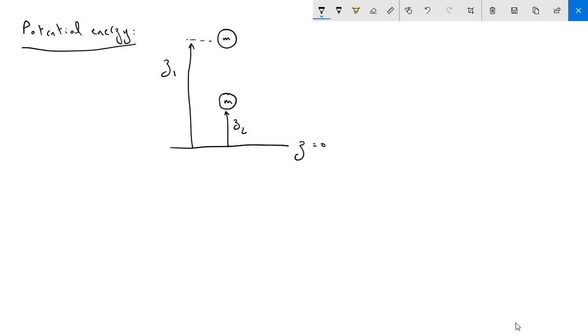So at the first instant, initially, the body has a kinetic energy of 0. So no initial velocity is given to the body, and it has the highest potential energy, which is mgz1. And at the final instant, the kinetic energy of the body is half mv2 square, and the potential energy is mgz2.